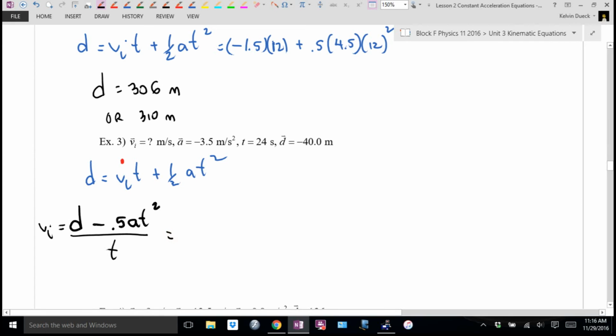Alrighty. D. Jaden, what's D? I guess we ended up 40 meters behind from where we started. Negative 40. Minus 0.5. What's the acceleration? We're accelerating backwards. Negative 3.5. Times 24 squared, all over 24. Put your pencils down, look up.